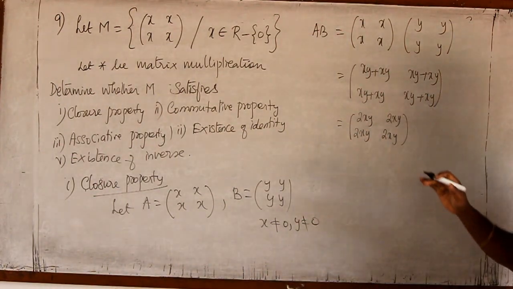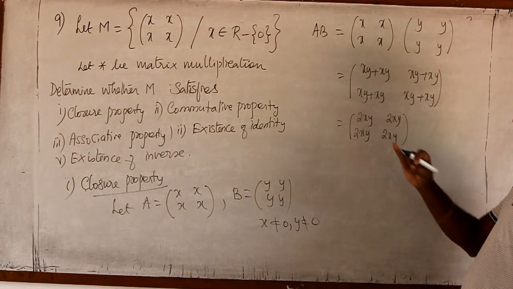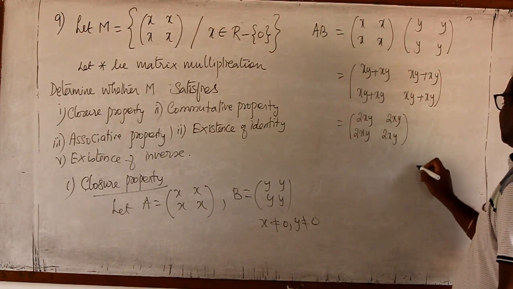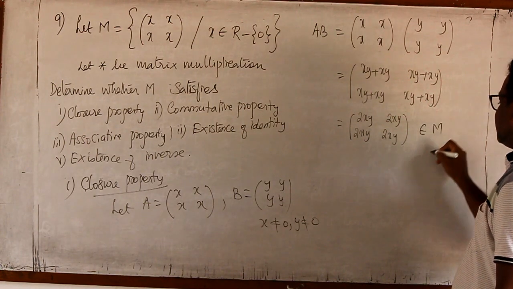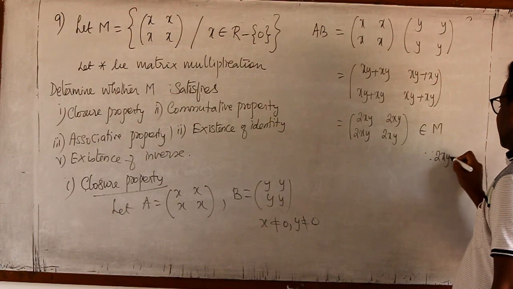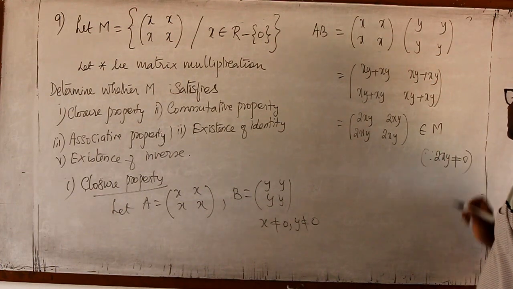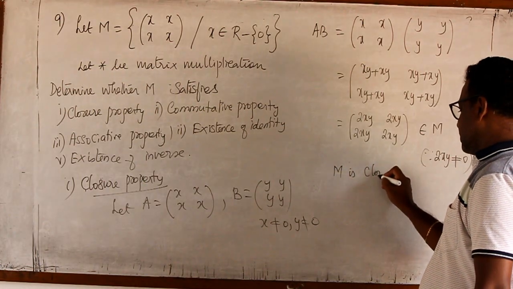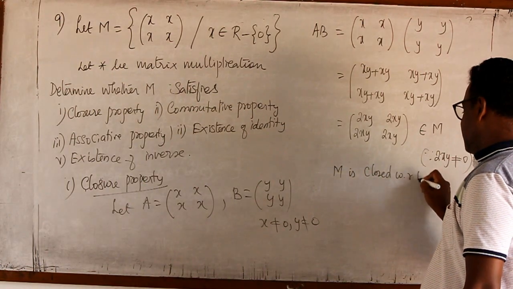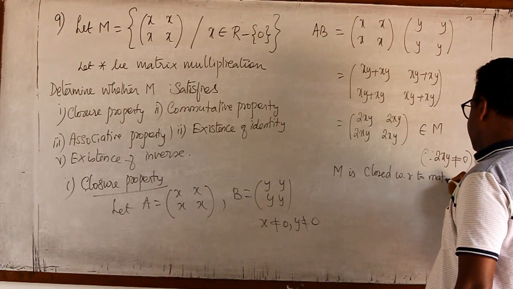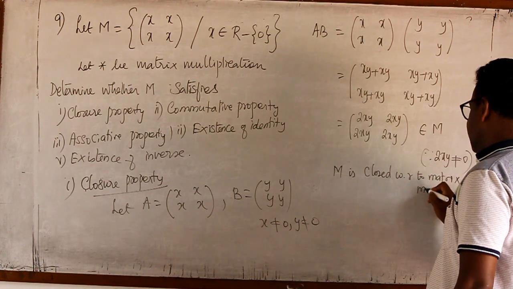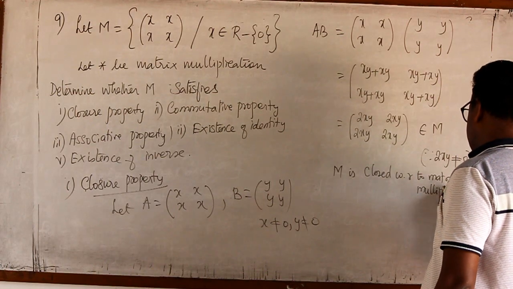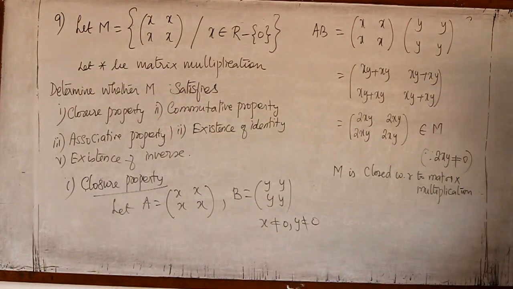Now see, am I getting a 2 by 2 matrix? First thing. Am I getting the same element repeated? Second thing. And also, this belongs to M since 2xy does not equal 0. Therefore, M is closed with respect to matrix multiplication. Therefore, the closure law is proved.